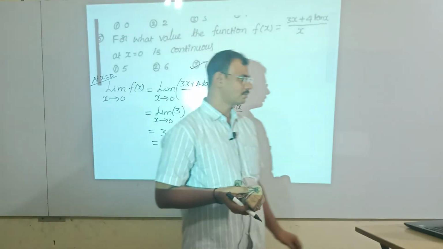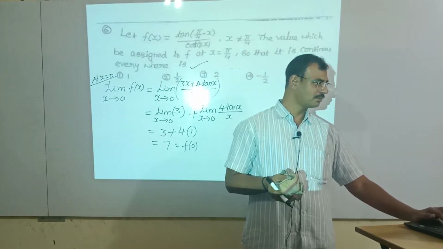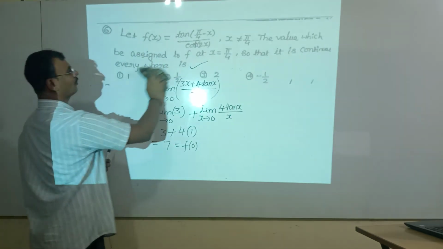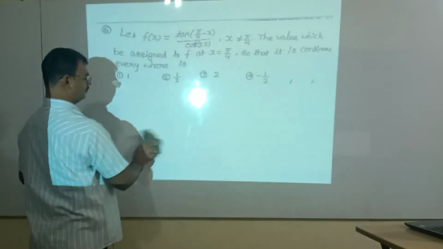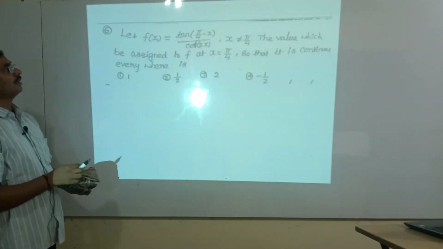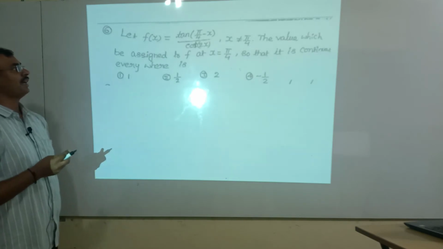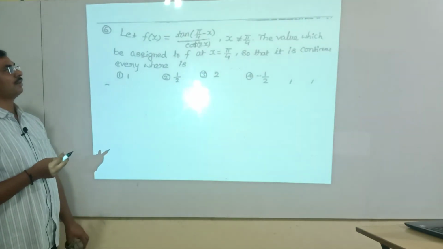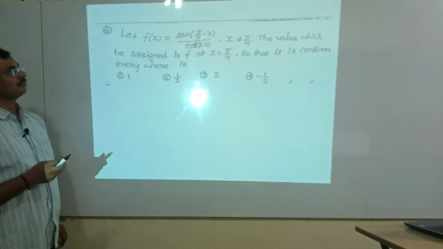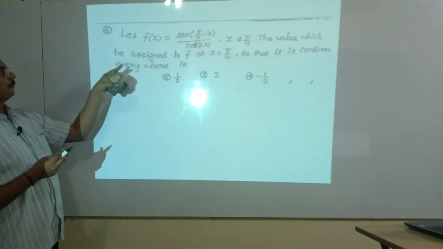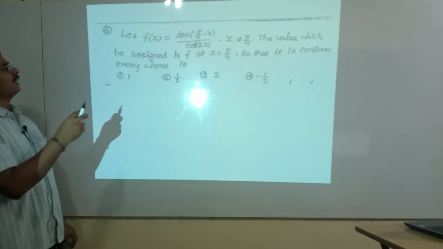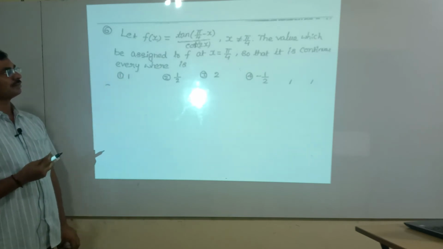Next question. See the next problem, 6th question. Let f of x be equal to tan of pi by 4 minus x divided by cot of 2x, where x does not equal pi by 4. What value should be assigned to f at x equal to pi by 4 so that it is continuous everywhere?